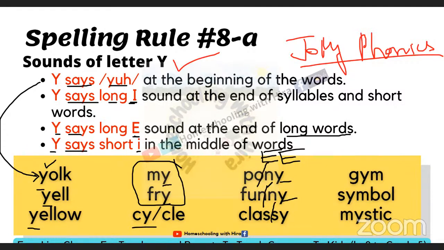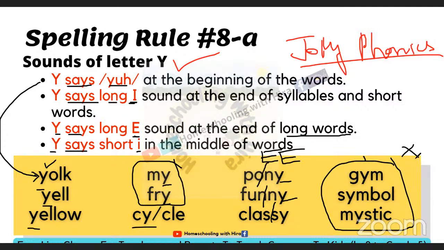They have 2 syllables or 2 vowel sounds. So Y says E at the end of long words. Okay? Y says I in the middle of, sorry, no, it's not I. I don't include this in the song, I don't teach this to kids initially, and it's also not advisable to teach this according to Jolly Phonics.